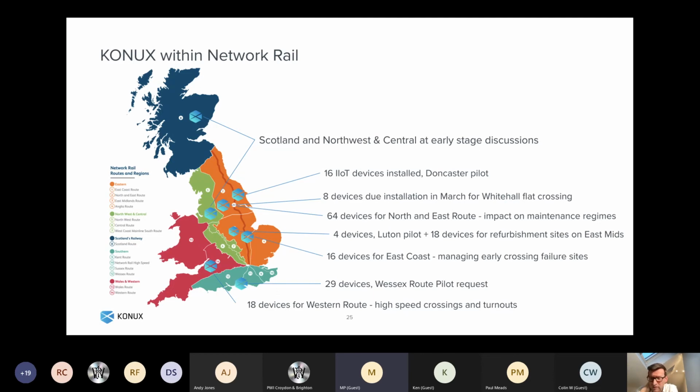And then 18 devices for Western Route, very similar to East Coast, looking at high-speed crossings. They've seen a lot of early failures in their high-speed crossings and in some of their turnouts as well. So we're working closely with Dan Collins to pick the best locations to try to pilot it on Western. And then we have put an offer into Wessex as well, which is being evaluated at the moment. So we're starting to get lots of pockets of rollout, and I guess the next stage really is trying to get a tender out of Network Rail so we can move from lots of small work to something more strategic, if that's what Network Rail want to do.